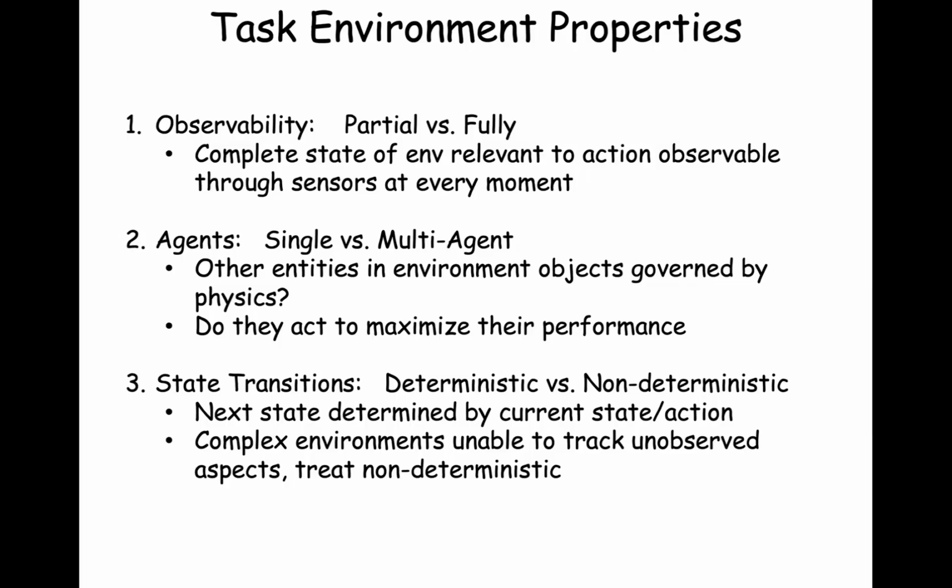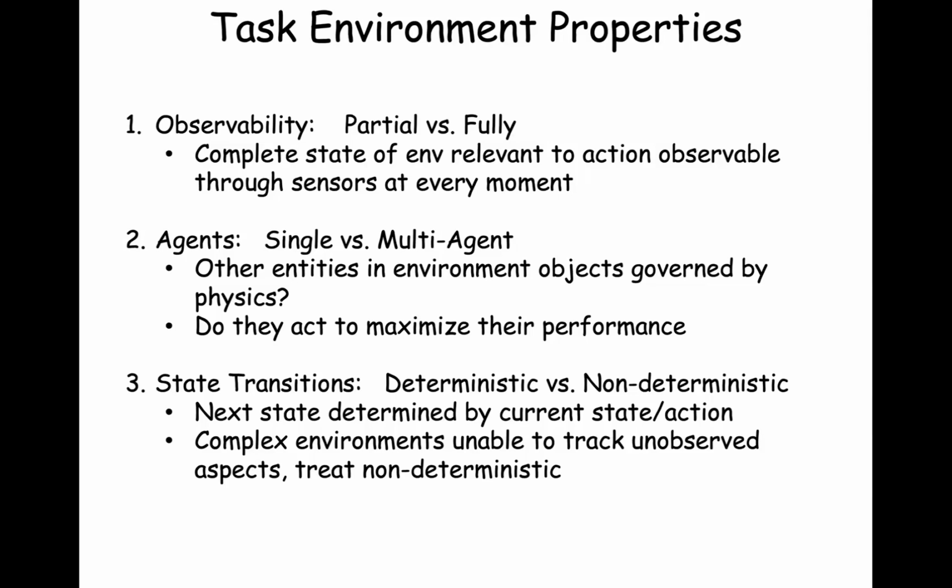Is it deterministic or non-deterministic? In the determinism version, the next state is determined by the current state and the action. So games like chess are deterministic. Yes, they're multi-agent, but they're deterministic. You know, when I make this move, changing my state, there's a next state that I arrive upon, and that happens every single time repeatedly.